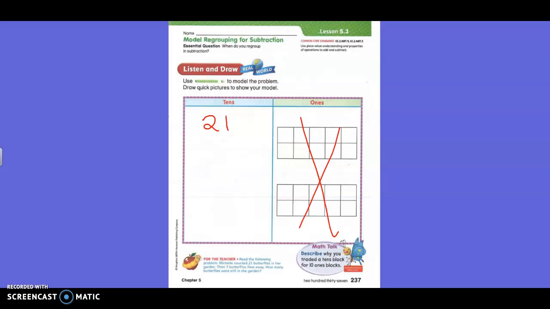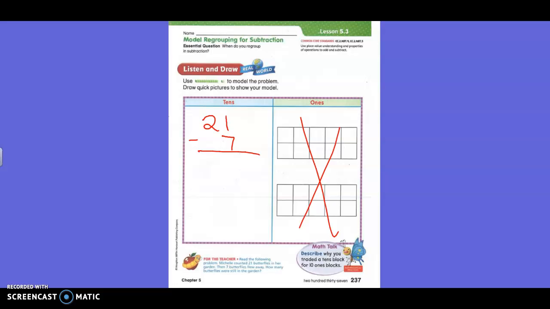Then 7 butterflies flew away. Now 7 is only a ones number. There is no 10, so you have to put it right under the ones place. Okay? She saw 7 butterflies fly away. How many butterflies are still in the garden? Okay. Can we subtract one? We are going to subtract.